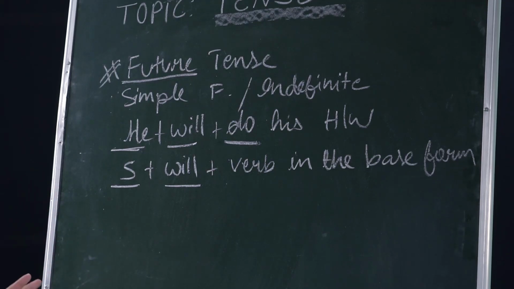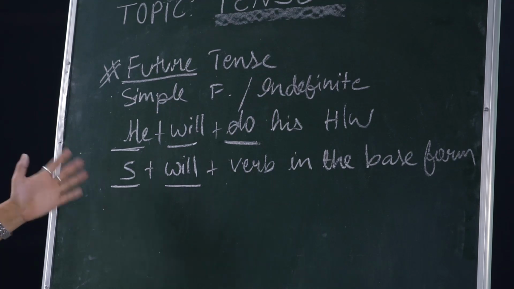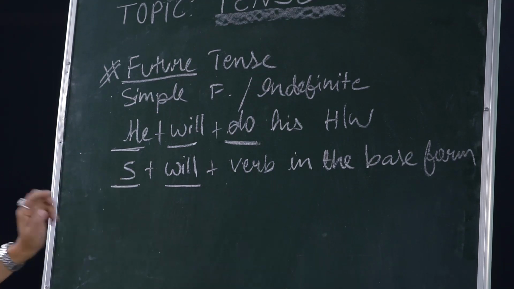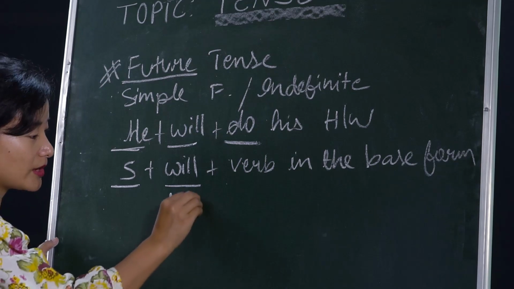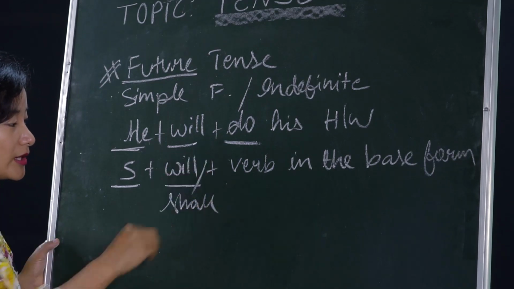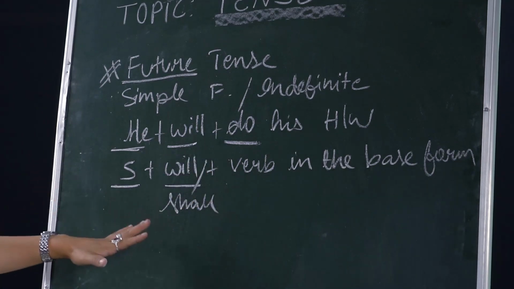It's as simple as that. So I'm going to repeat again. Future tense structure is subject plus will. In some cases, you may also need shall. So you may put an oblique after will, subject plus will or shall.